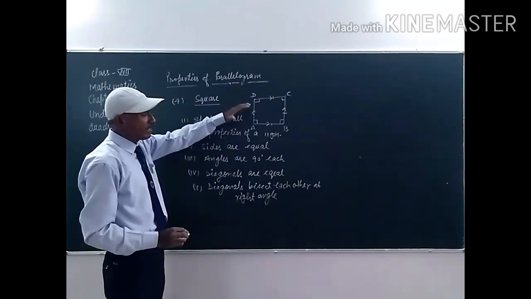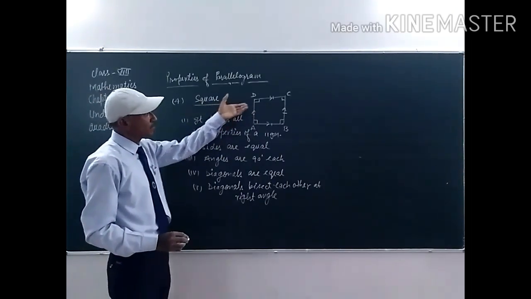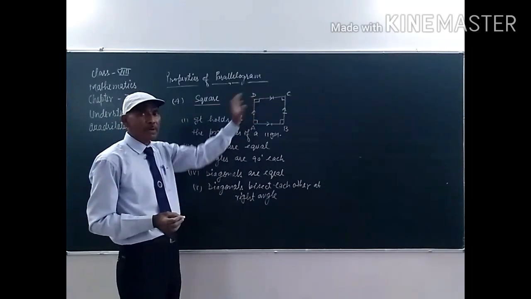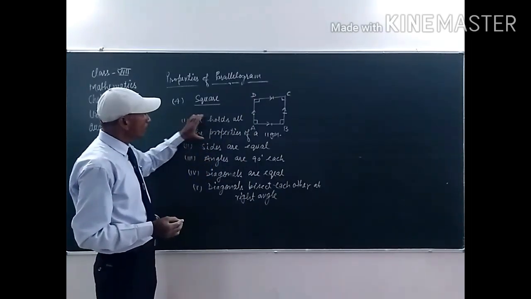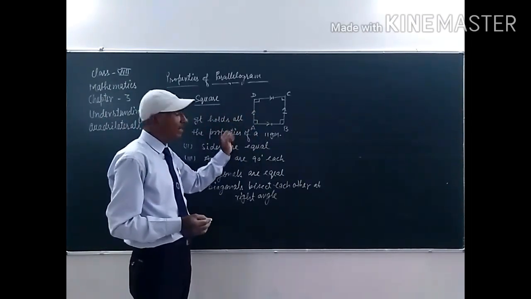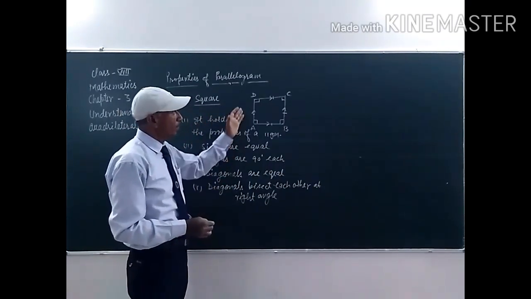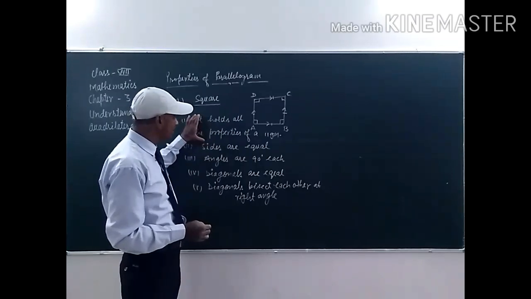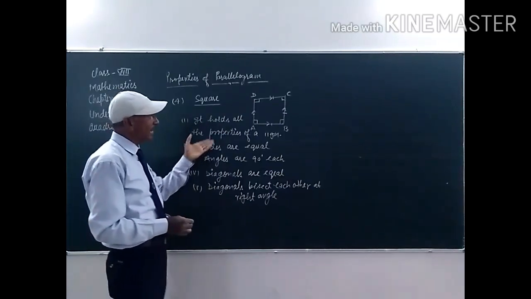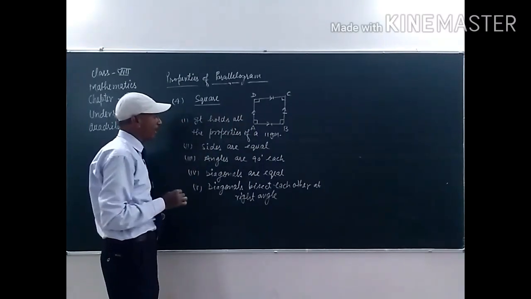Square is an important figure, student, and square is a parallelogram. We can say that square is a rectangle because rectangle is also a parallelogram. It holds all the properties of a rectangle. So, it holds all the properties of a parallelogram. It means opposite sides are parallel, opposite angles are equal, and diagonals bisect each other. These three properties it holds, that is property for a parallelogram. And the next one, that sides are equal. It is a rectangle of equal sides, therefore it is called square.